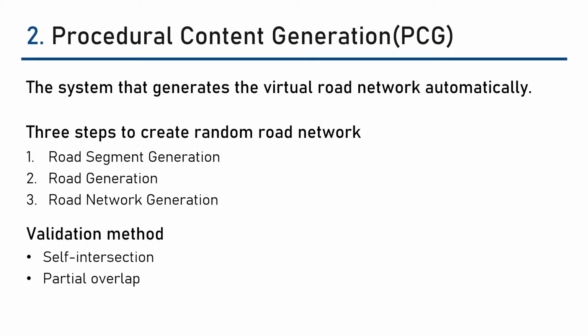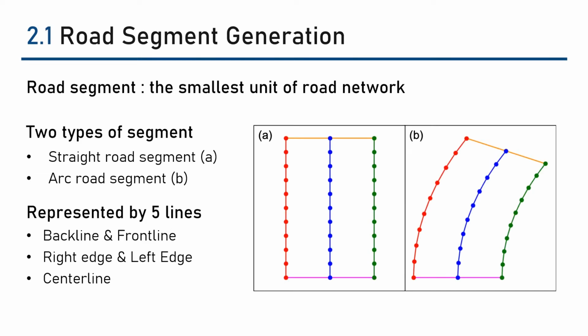The first part of our project is procedural content generation. By using PCG, we generated the virtual road network automatically. PCG has 3 steps to create a random road network. In addition, it has a validation method to check that the generated road map is valid. Let's look at the 3 steps of generating a road network.